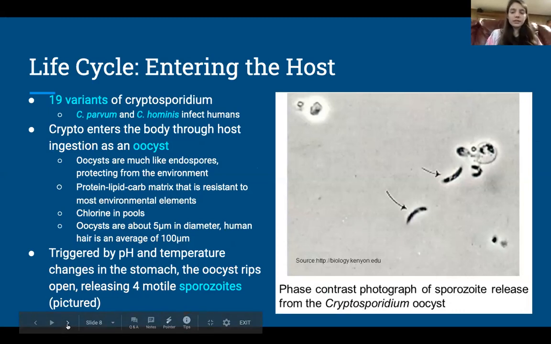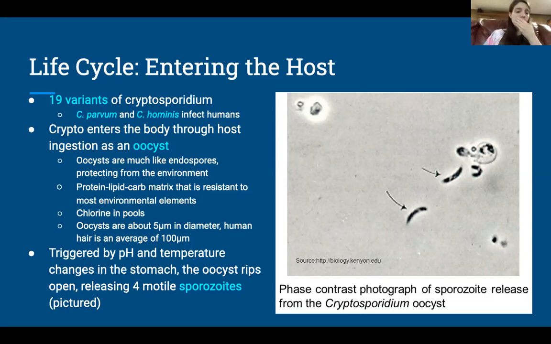Okay, so I'm going to talk about how it gets in the body and infects. Cryptosporidium, in its infectious stage, is an oocyst, which, as Tommy mentioned, can survive lots of environmental things. And one thing about pools is, even in chlorine, chlorine doesn't kill the oocysts. It takes multiple days for them to kill the oocysts. Oocysts are about 5 micrometers in diameter, which, for size comparison, a human hair is on average 100 micrometers. So the oocyst enters the body, and when it's triggered by the pH and temperature changes in the stomach, it opens and releases 4 sporozoites, and that's pictured over here.